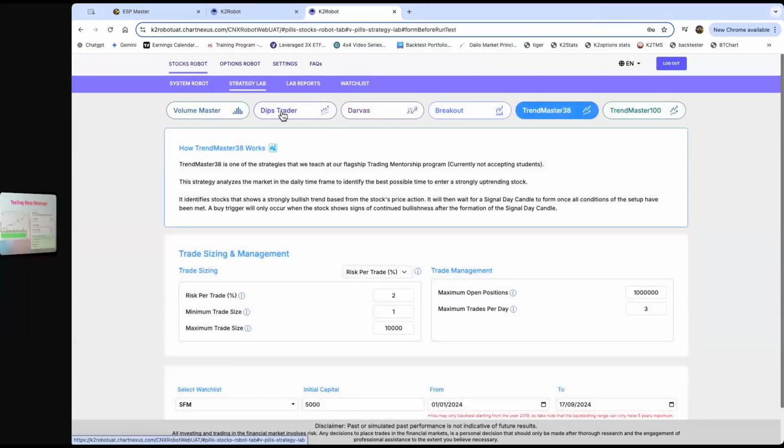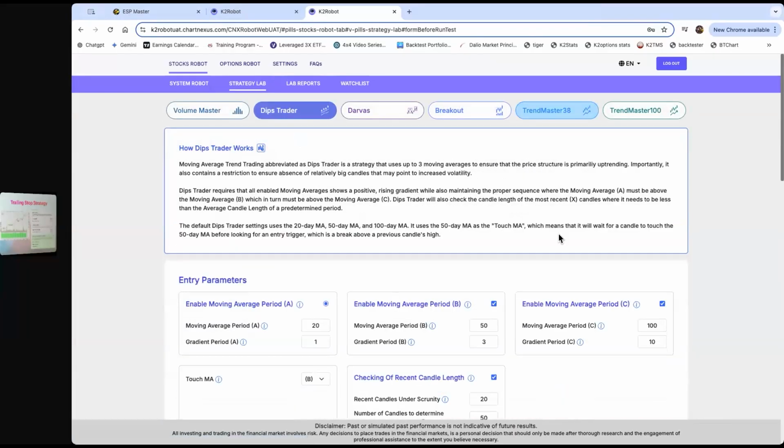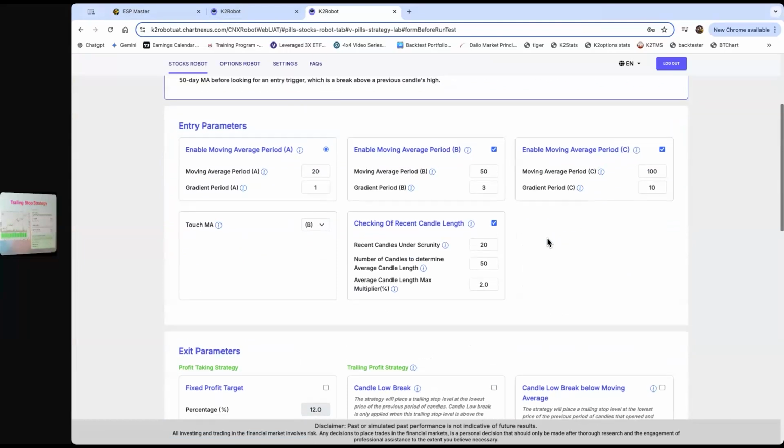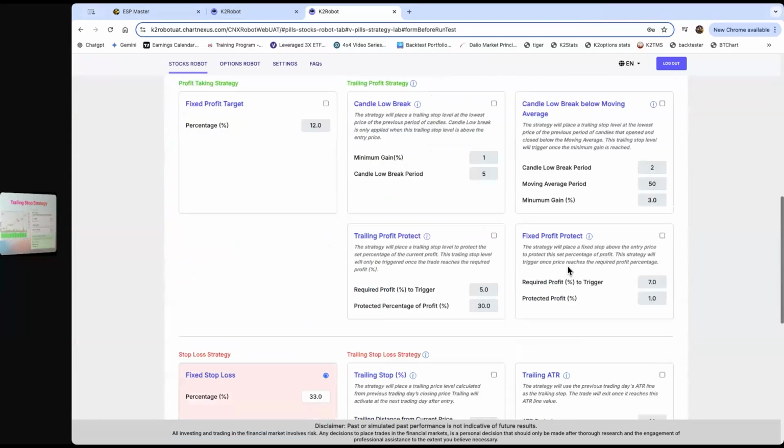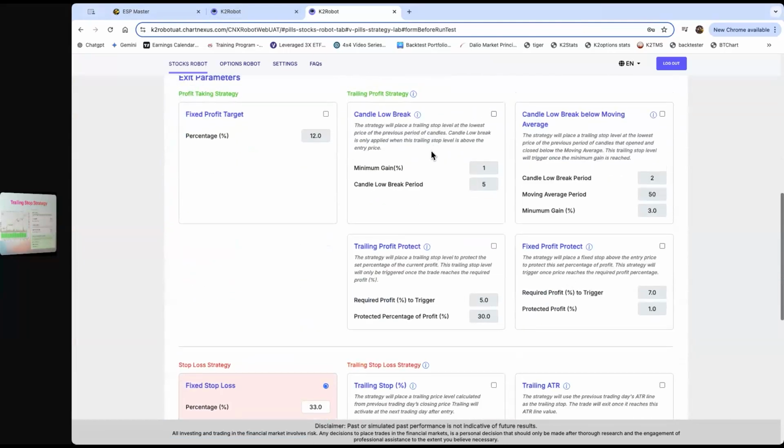So you go to the strategy lab. Okay, I go to Deep Trader. Okay, so you can put in your entry, your parameter. This is a trading stop. Right now we have 4 trading stops. I'm going to talk about candle low break below moving average.